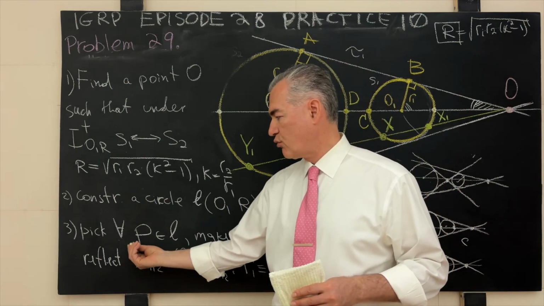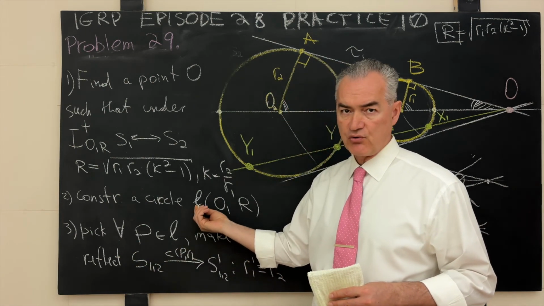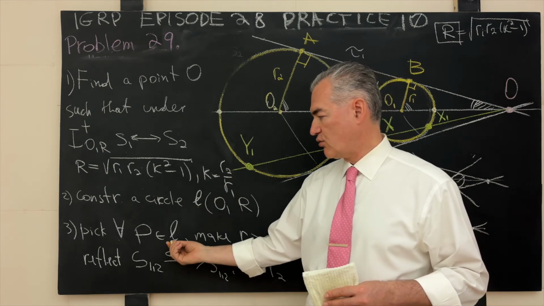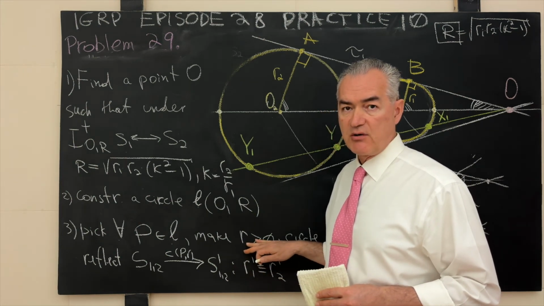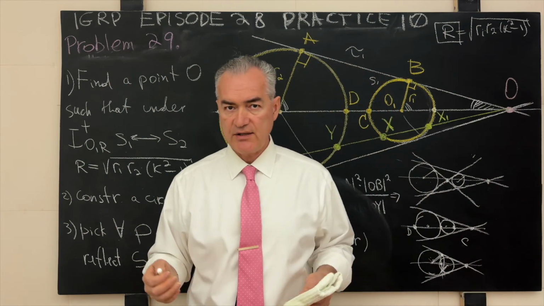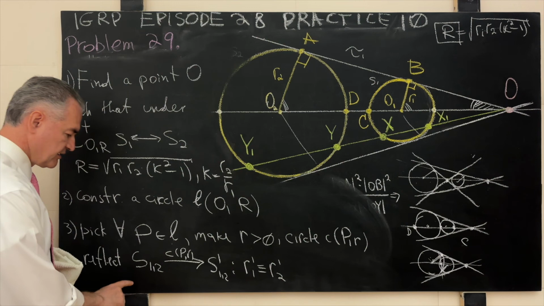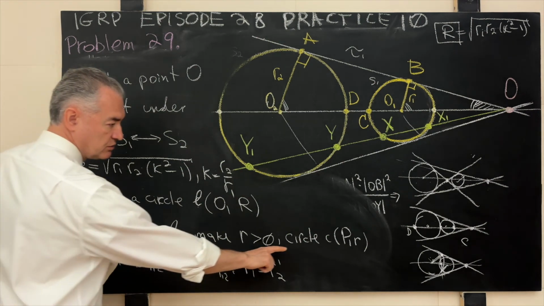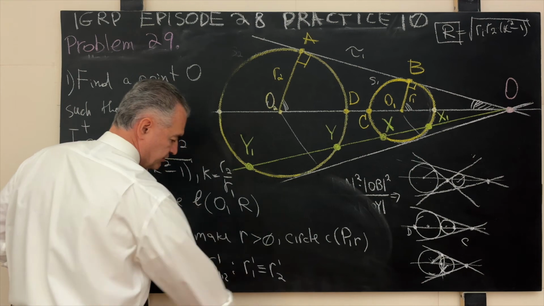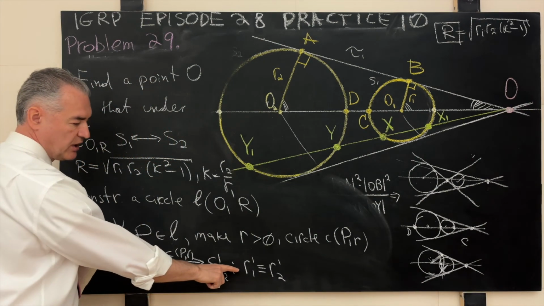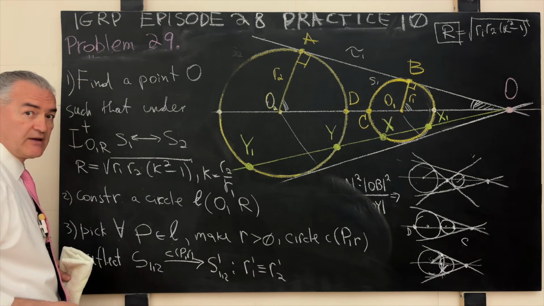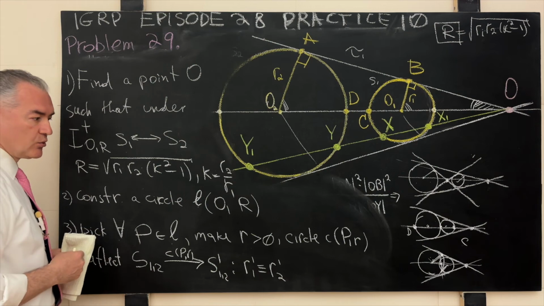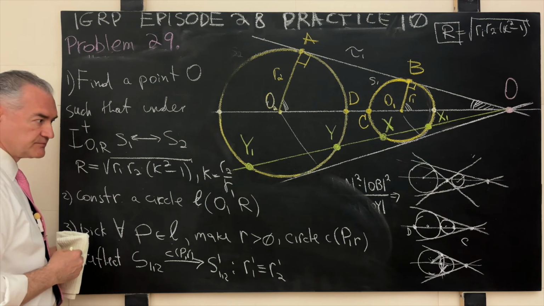Next, pick any point P on that circle. We refer to that circle as L. Pick any point P on the circle L and make the radius of inversion any strictly positive real number whatsoever. And as the final step, simply reflect the given circles S1, S2 in that circle centered at the point P with the radius r into the circles S prime 1, S prime 2, and it will so happen that the radii of the reflected circles will be precisely and identically equal to one another.